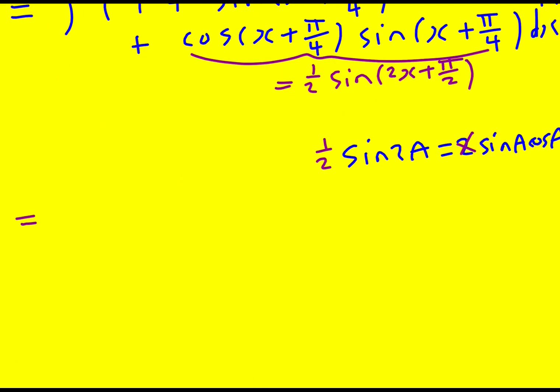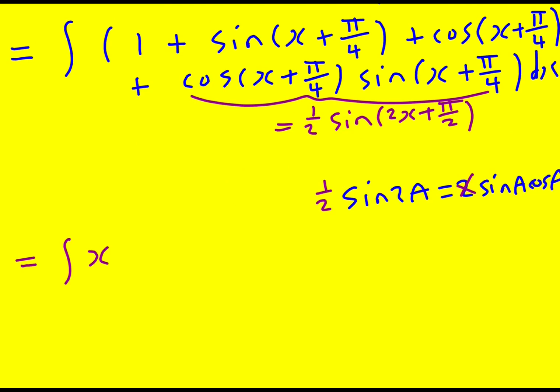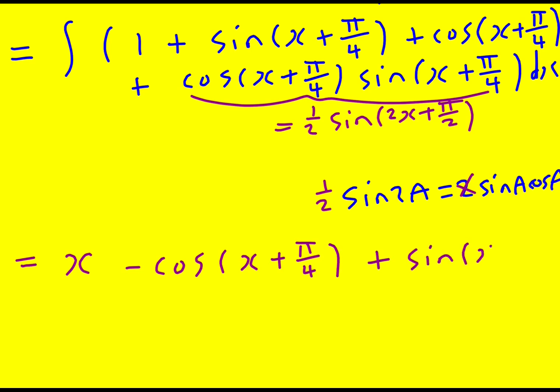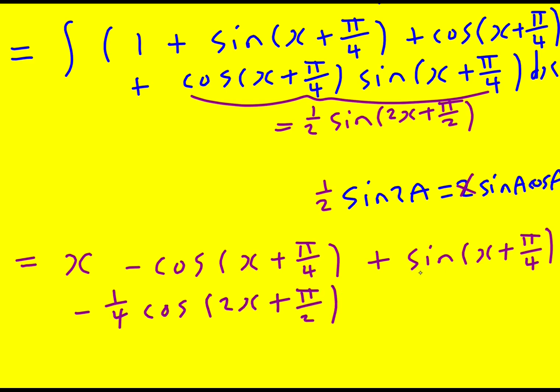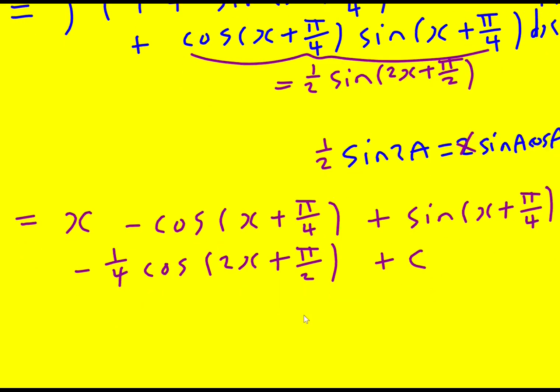Then the integral is going to be x. Sorry, I don't know why I've left the integral sign in there. x minus cos x plus pi over 4 plus sine x plus pi over 4 minus a quarter cos 2x plus pi over 2, plus c technically.